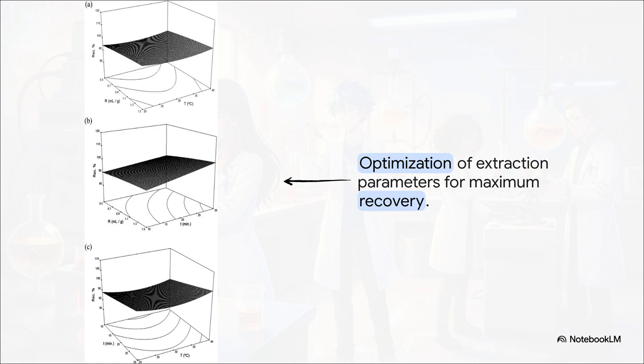Notice how the peaks in the visual map represent the mathematical certainty of the maximum recovery rate. You can see exactly where the chemical landscape hits its absolute zenith, ensuring the highest possible extraction of trace nickel from that stubborn oil matrix. It's a masterclass in eliminating trial and error in analytical chemistry through advanced statistics.